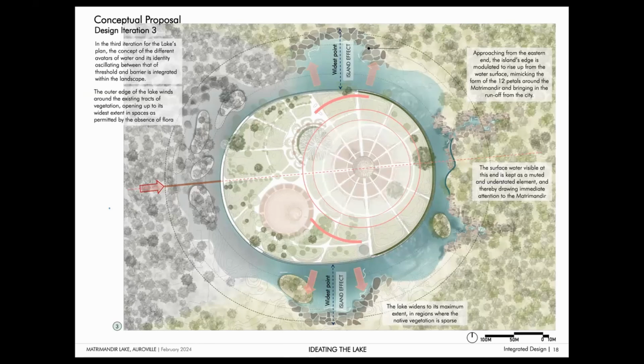Now, based on these considerations, what we start seeing is that the inner island remains as one single firm shape defined by the inner gardens and all the existing features of the Matrimandir, the amphitheater, and the banyan tree, whereas the outer gardens respond continuously to the changing profiles of the lake.